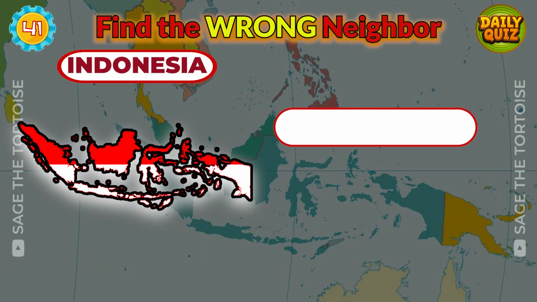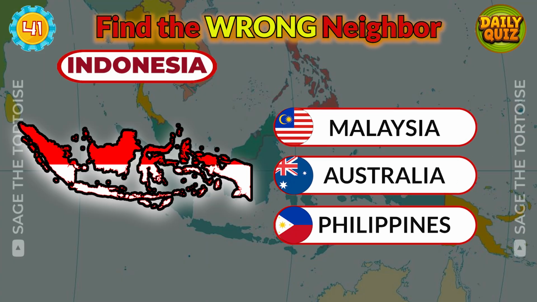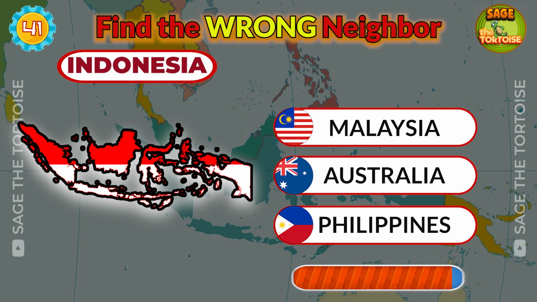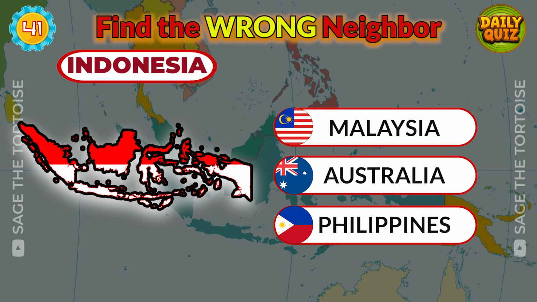Indonesia borders Malaysia, Australia, and the Philippines. Which one is wrong? The answer is Australia.